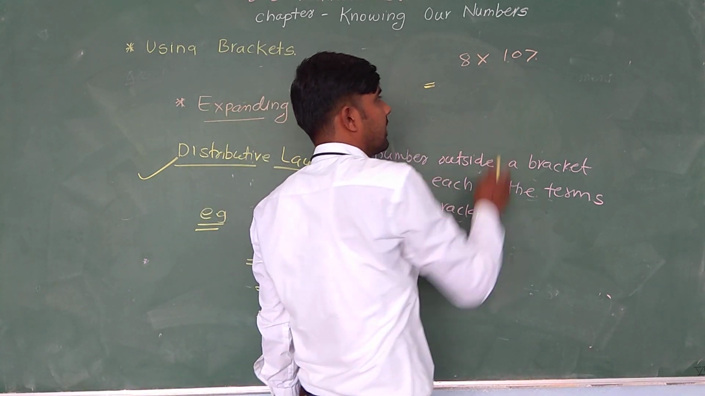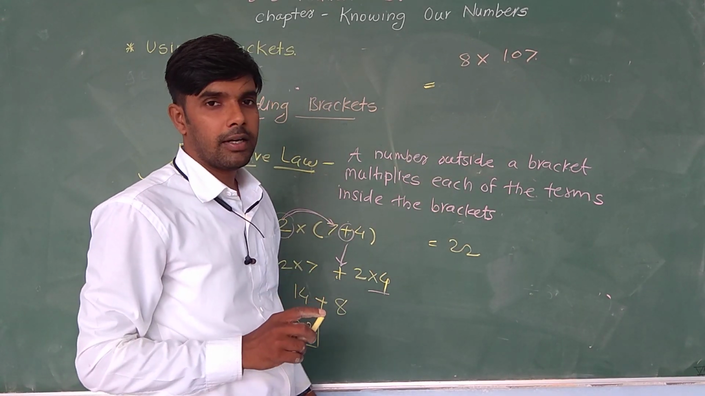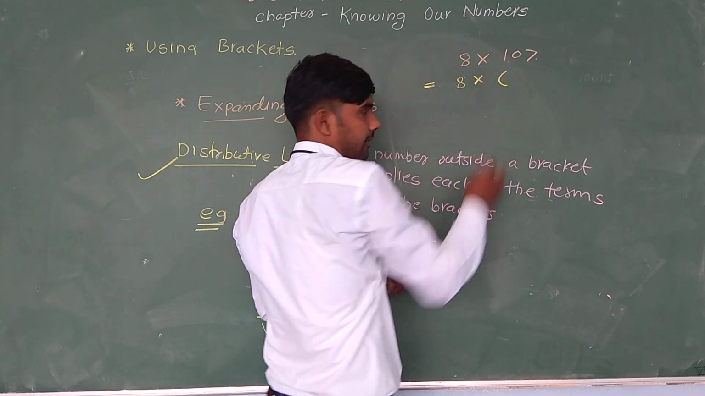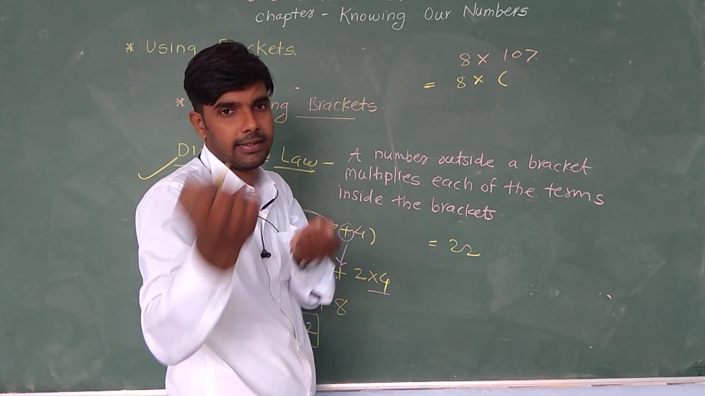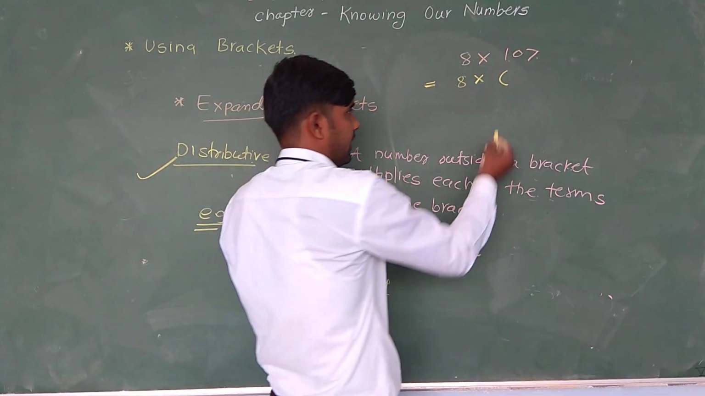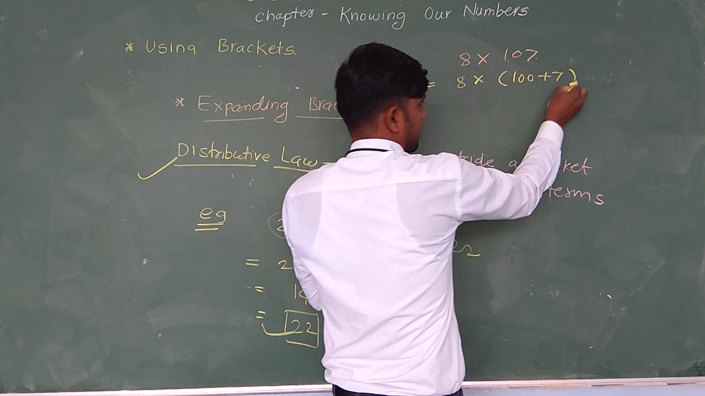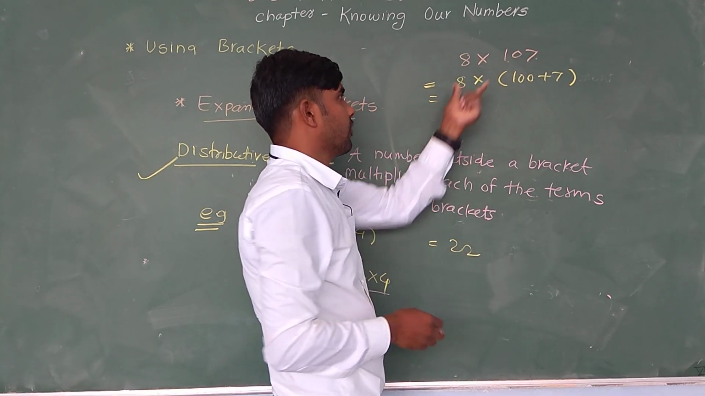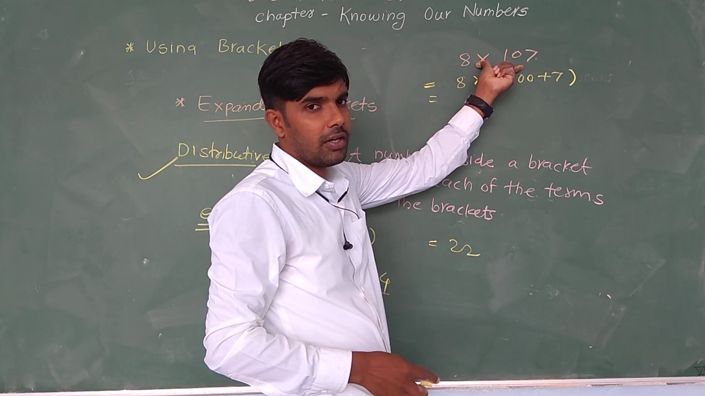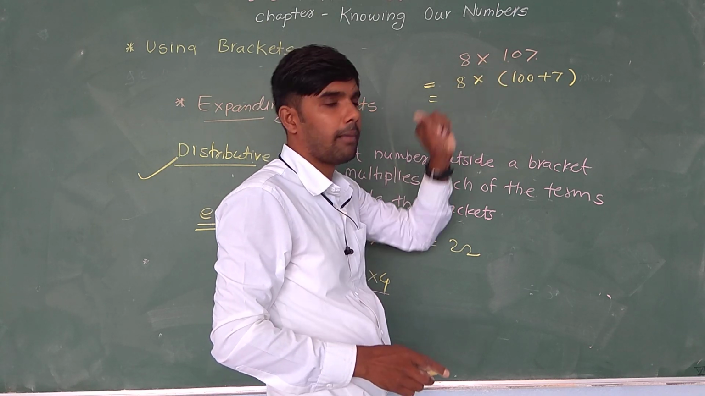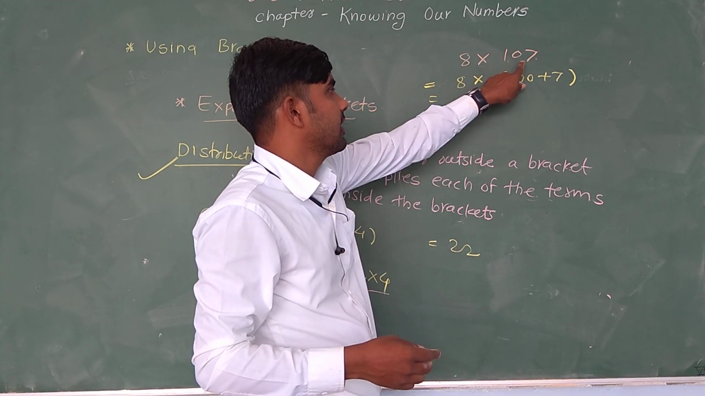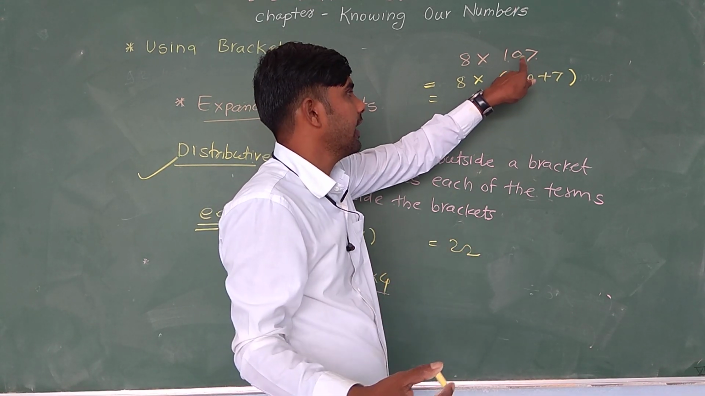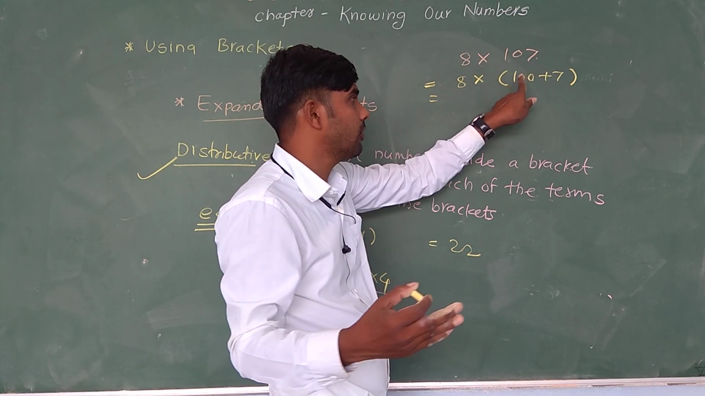We have to convert this 107 to 100 plus another number. So like this, 8 multiplied by, in bracket, the sum for 107. It's very simple. We write here 100 plus 7. This would be a very lengthy calculation, the multiplication of 8 multiplied by 107. For that we split this 107 into 100 plus 7. 107 is equal to 100 plus 7.